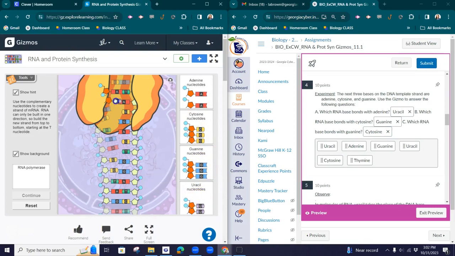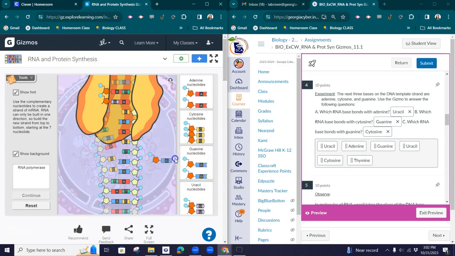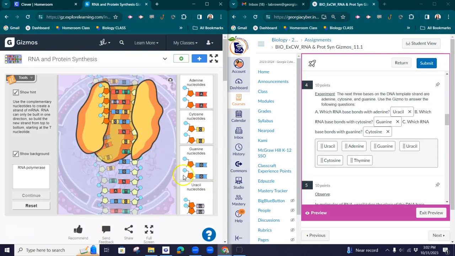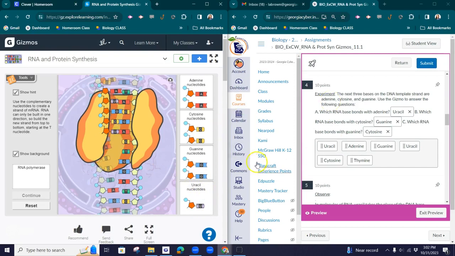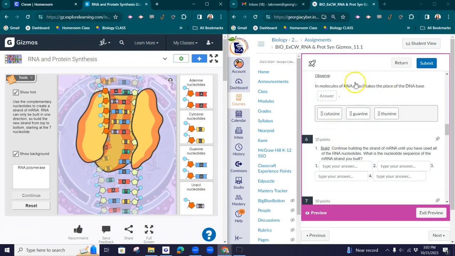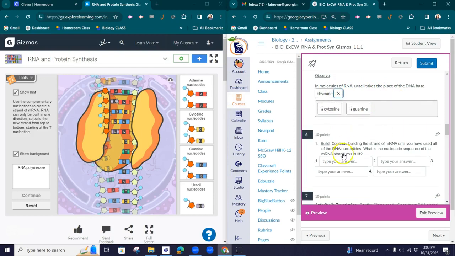So adenine bonds with uracil. Cytosine bonds with guanine. And so on and so forth. Observe that in the molecules of RNA, uracil takes the place of the DNA base thymine. Because remember that in RNA, there is no thymine, so uracil will take that place.